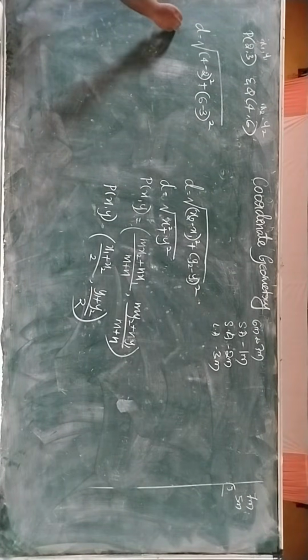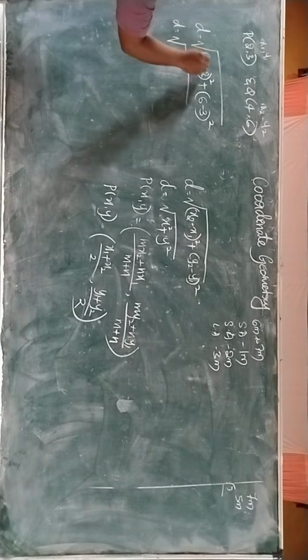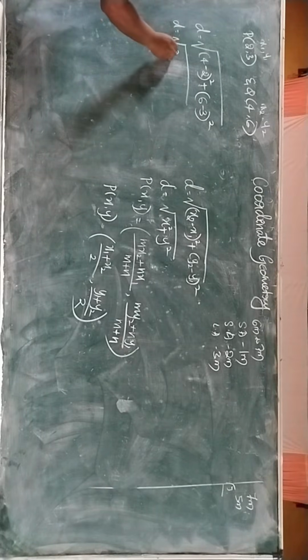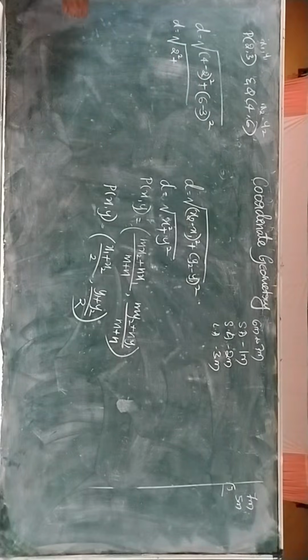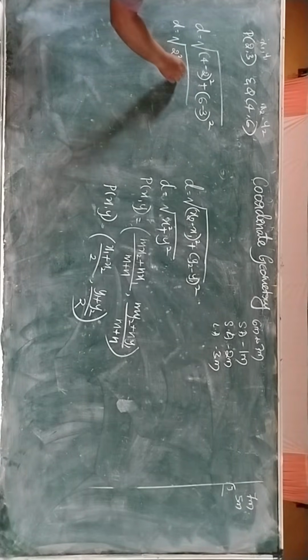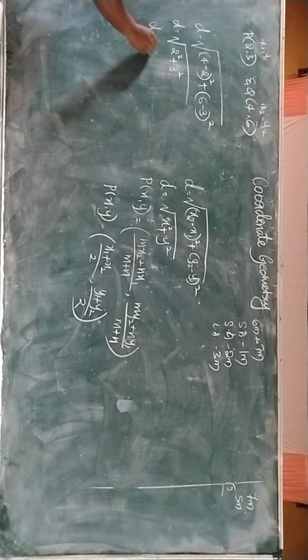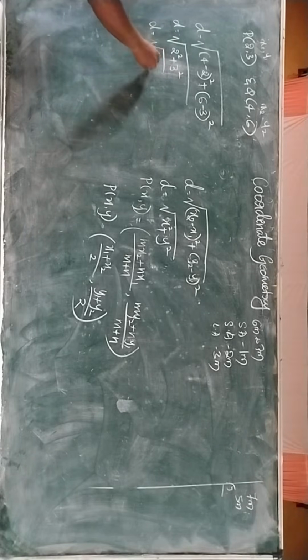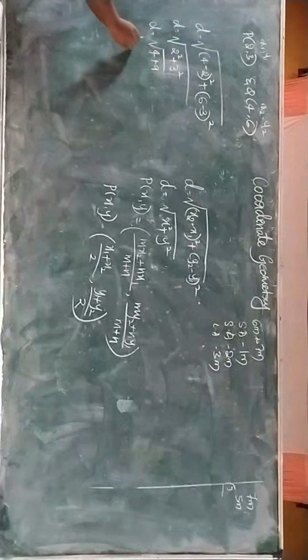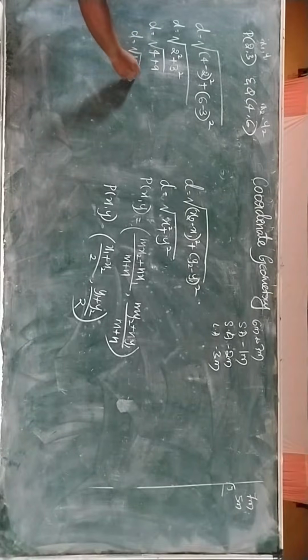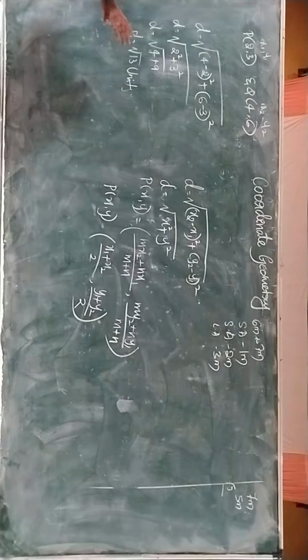So now d is equal to under root 4 minus 2 square of 2, plus 6 minus 3 square of 3. So d is equal to under root 2 square 4 plus 3 square 9. So d is equal to under root 13 units. So this is the distance formula and how to calculate the distance between any two points on a Cartesian plane.